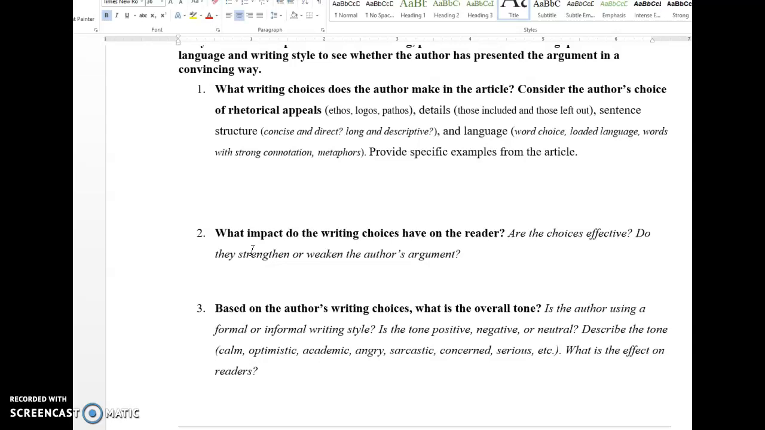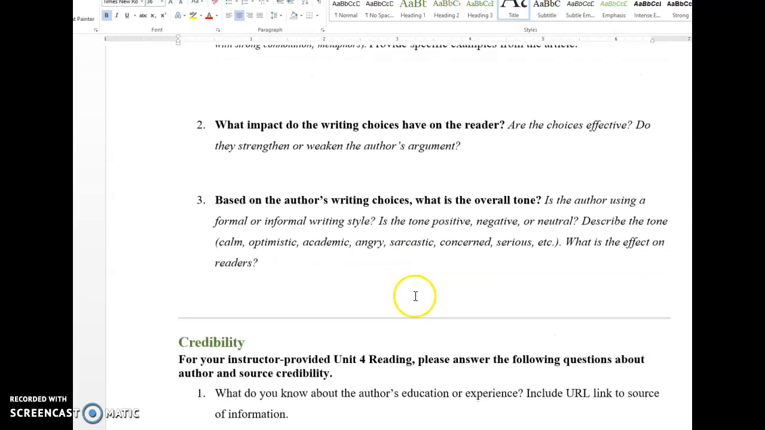Did the writing make you feel like you were being manipulated because it was full of pathos? Did it make you feel like you were being condescended to because of the word choice? What impact do the writing choices that the author made have on how you read the article? And again, this is for the Larkin article, "Many colleges fail to teach critical thinking skills."